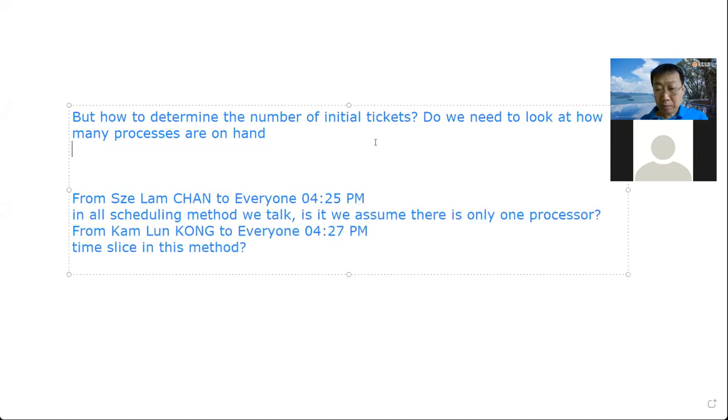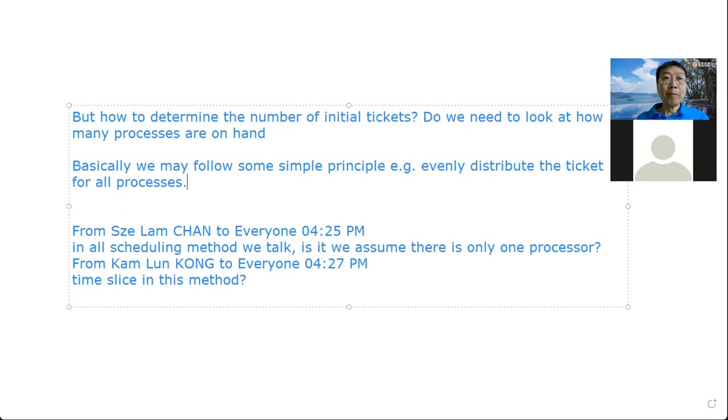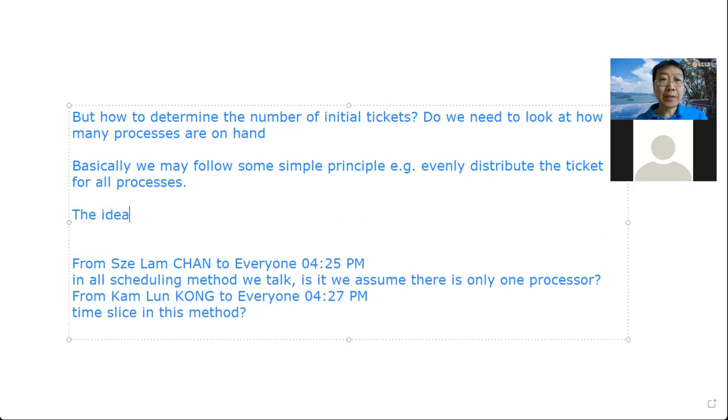So basically, for the initial ticket, we may follow some simple principle, for example, evenly distributed across all processes, something like that, right? So definitely we don't need to look at how many processes there are. That's the whole idea, right? We don't need to worry about how many processes are in the system, and we can still guarantee this fairness. So that's the whole idea, we create a ticket.